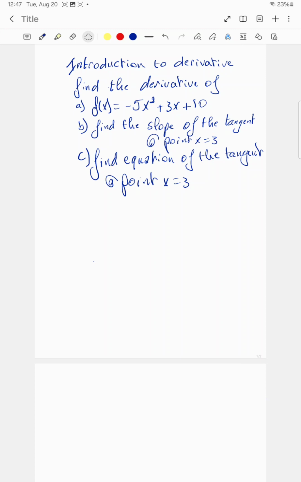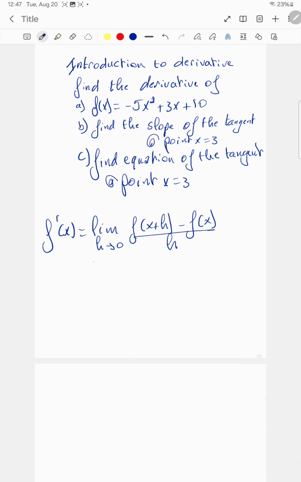The formula is f prime of x is equal to the limit when h goes to 0 of f of x plus h minus f of x, divided by h. If we find the limit for that function, that will give us the derivative of f of x. And this is very easy.